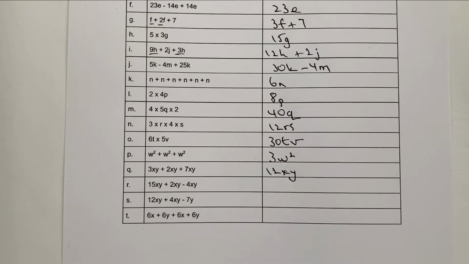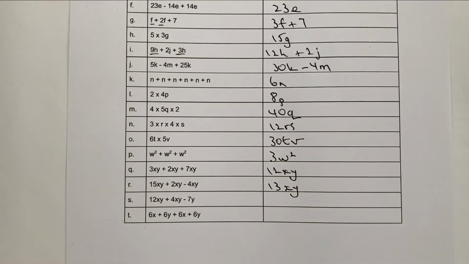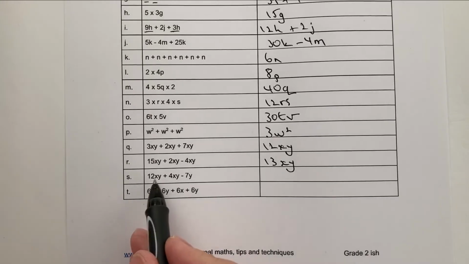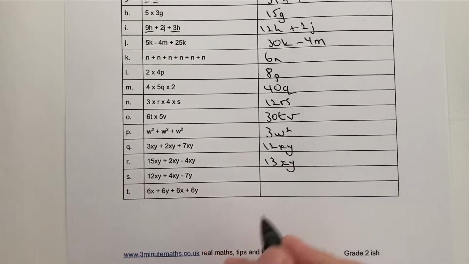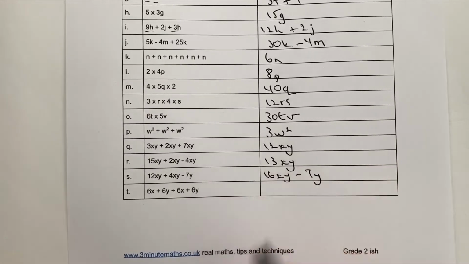Take away 4 is going to be 13xy. Okay, S is going to be 12xy plus 4xy minus 7y. So the 7y is different. We can write that as 12 plus 4 is 16xy minus 7y.